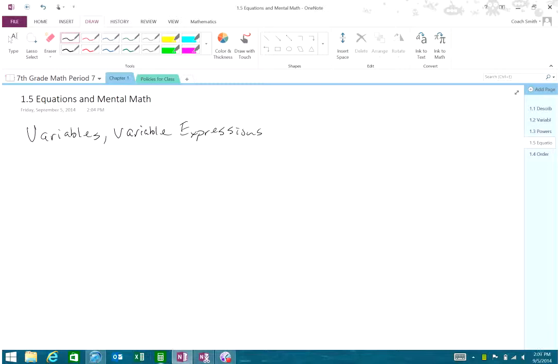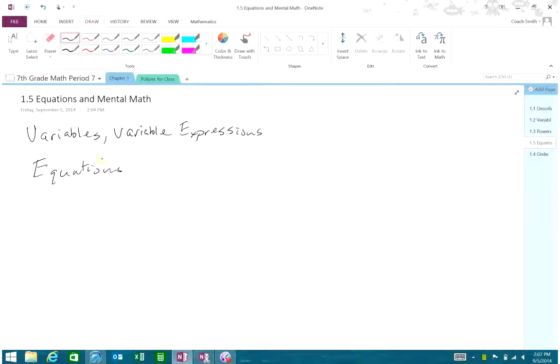Fundamental math. In 1.2, we talked about variables, or should be 1.3, 1.2, I can't remember. It's actually 1.2. Variables, variable expressions, and evaluate.